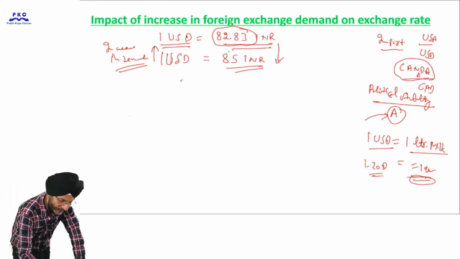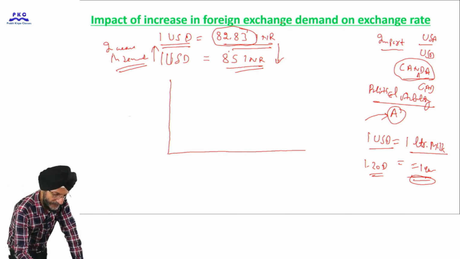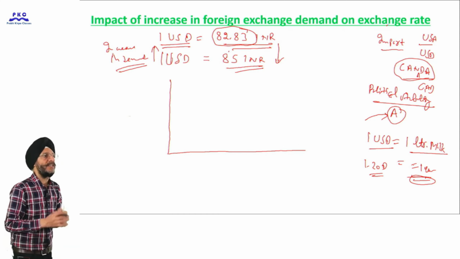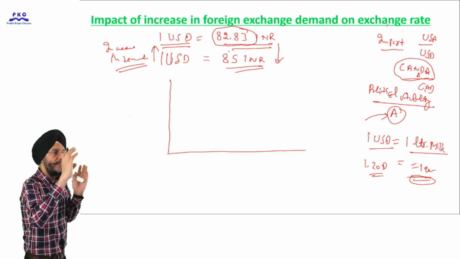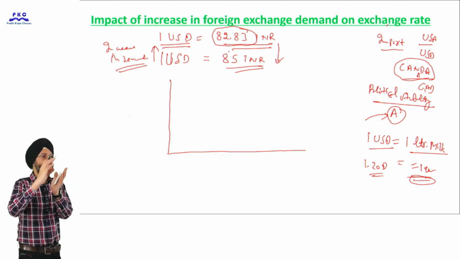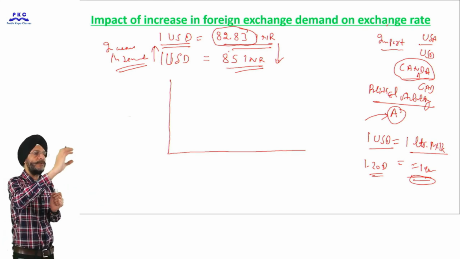Now we will understand the impact of increase in foreign exchange demand on exchange rate. That is, if the demand increases, what effect is there on the price or exchange rate? What is the effect on exchange rate?